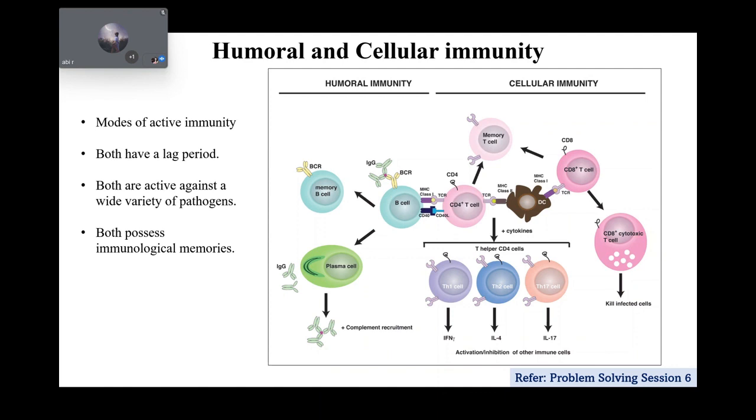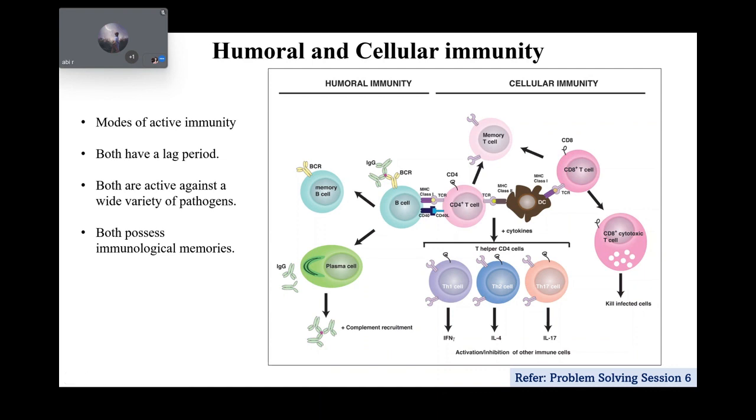And so both these immunities, because they're part of active immunity and they are part of the adaptive immunity, have a lag period. That means they take time to identify and then come into play, but they are active against a wide variety of pathogens. And as I mentioned, these possess the immunological memories. And here, by humoral we mean something which is via antibody or via a source. So this generally consists of the B cells, which are further differentiated into memory B cell and the plasma cell. These plasma cells are the ones that synthesize the antibodies.